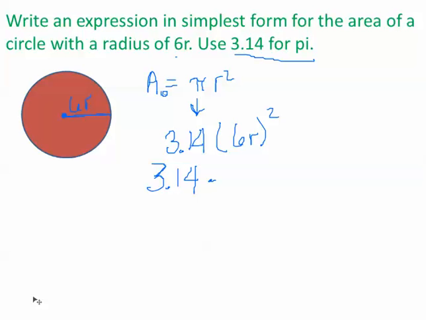So I get 3.14, 6 squared is 36, r squared, and then multiplying 3.14 times, what was it, 36? Yes, 36 gives me 113. So let's go with 113 r squared. Awesome.